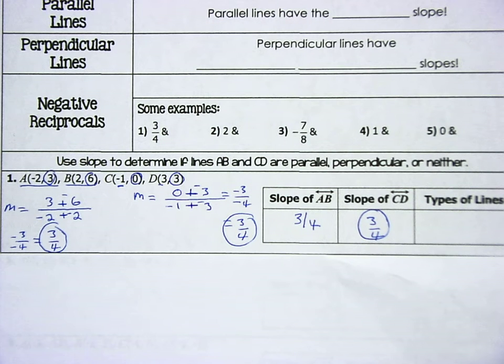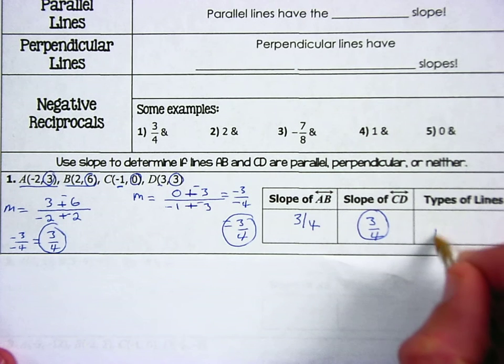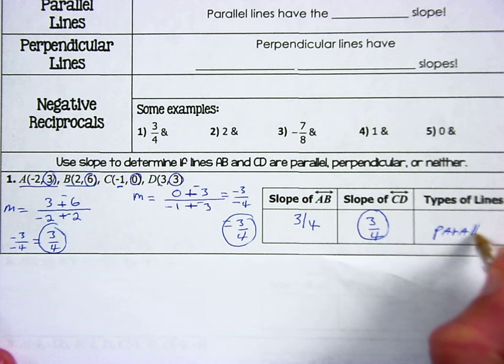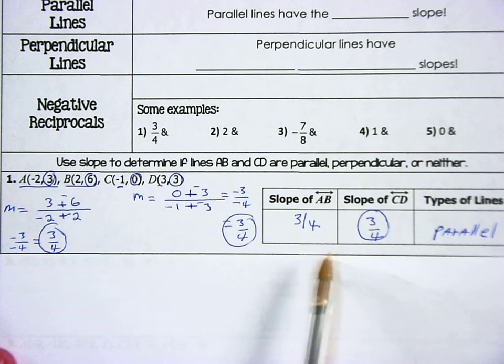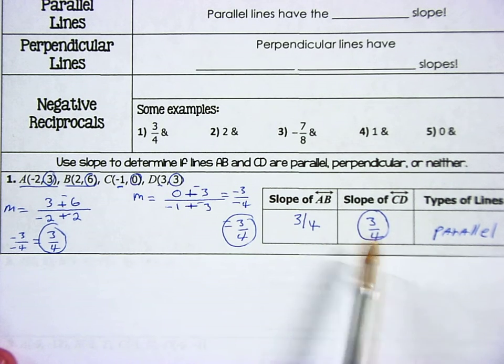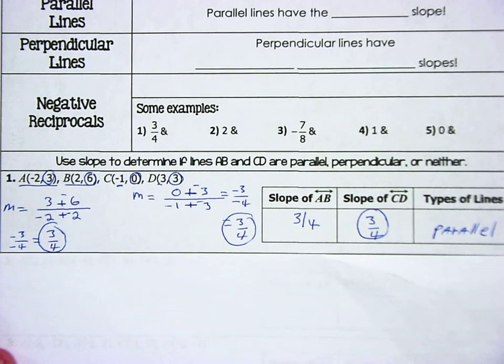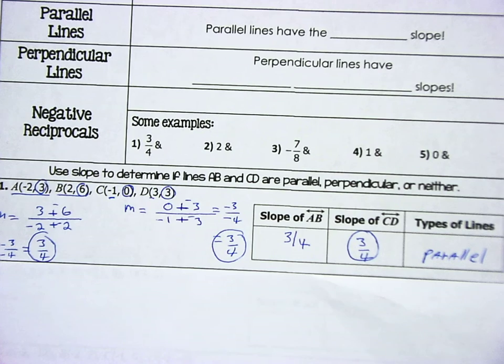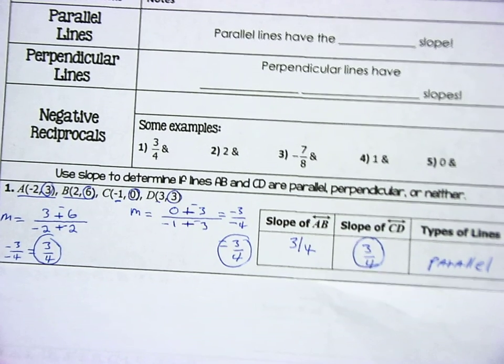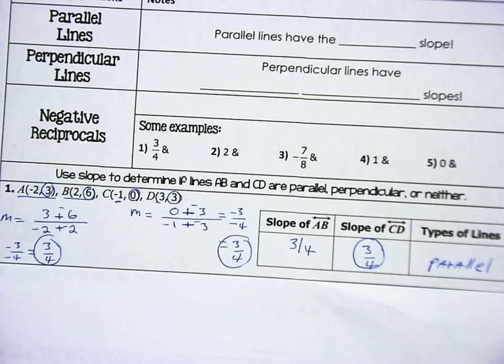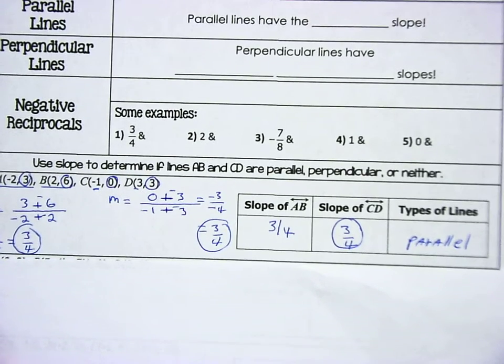All you got to do is make a decision. What happens when the slopes are exactly the same? You say these babies are parallel. If you had 3/4 here and negative 4/3 over here, since that would be opposite reciprocals, you put perpendicular. If it's in neither of those situations and they're just different, they're just plain old intersecting. They're not special. Any lines that have different slopes are guaranteed to be intersecting. The only time the lines are parallel is when the slopes are the same.